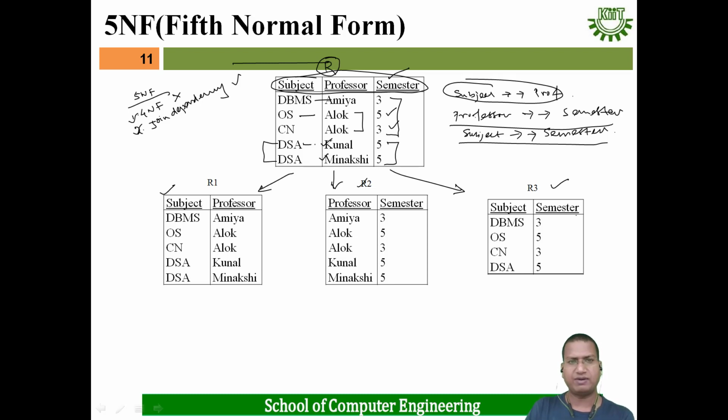When I have divided it into R1, the dependency is subject to professor. This is also a multi-value dependency. Which will be the key? Both subject and professor combined will be the key. Similarly, professor to semester will be the dependency, and professor and semester combined become the primary key. In R3, the dependency is subject to semester, and subject and semester combined become the candidate key or primary key.